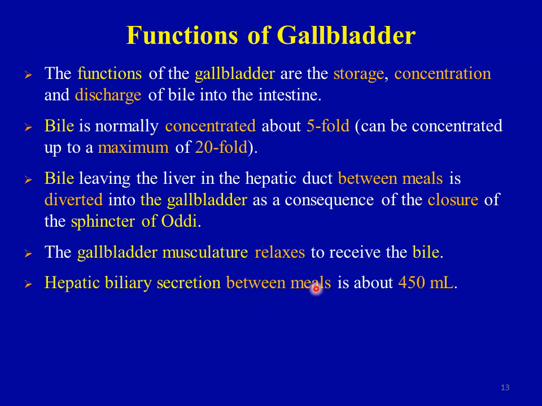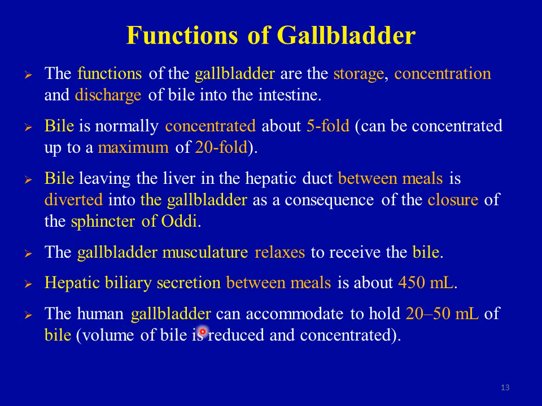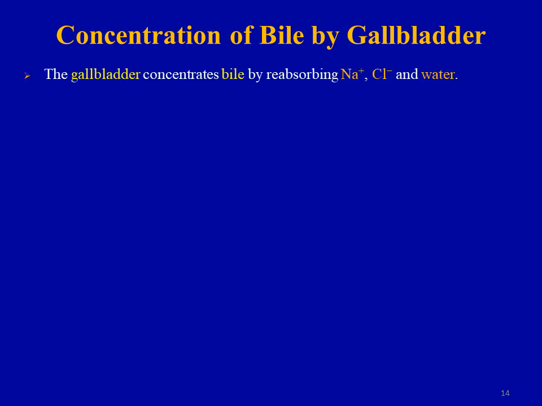Hepatic biliary secretion between meals is about 450 ml. However, the human gallbladder can hold only about 20 to 50 ml of bile. The volume of bile should be reduced and concentrated from 450 to a maximum of 50 ml during the interdigestive state to be accommodated by the relaxing gallbladder. The gallbladder is able to concentrate bile because it has the ability to reabsorb sodium, chloride, and water.